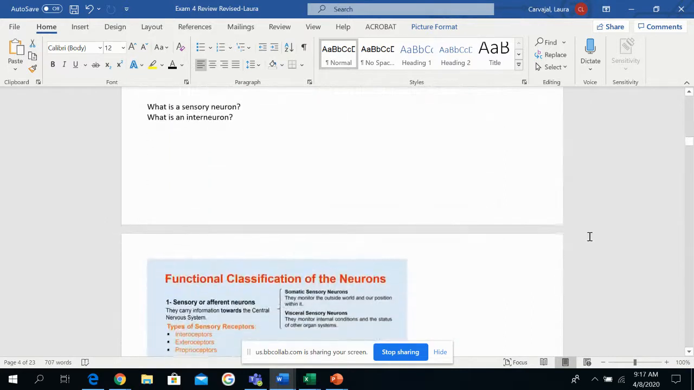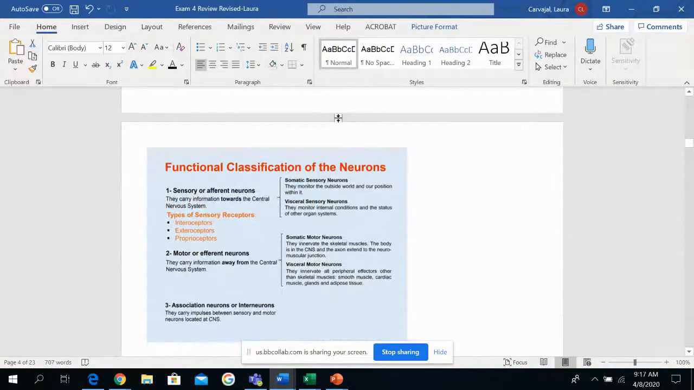Okay, moving on. What is a sensory neuron? What is an interneuron? So a sensory neuron is basically, they carry information towards the central nervous system. So everything that is being received from the outside is being sent back to the brain. These are the things that the sensory neurons do. They monitor the outside world and our position within it. For the somatic and the autonomic, the difference between the two would be: somatic, they monitor the outside, and then the visceral or the autonomic sensory neurons monitor your viscera, so your organs, and make sure that everything is up to date. Everything's like running on the latest software.